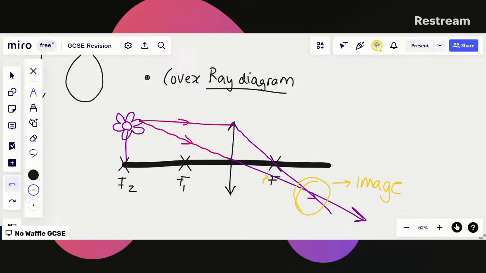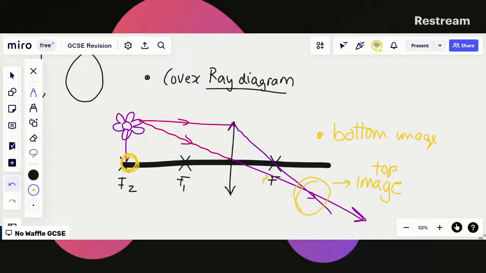Now, you mark where the rays meet, and that is the top of the image. So the key thing here is that it is the top. The reason why it's the top of the image is because we've just shown you the top of the flower here. But if we were to do the same thing for the bottom of the flower, then it would produce an image somewhere up there, and that would be the bottom of the image. So a key thing here is that you can see that the image is upside down. Do ask me if you have any questions, because I know this is a difficult topic.